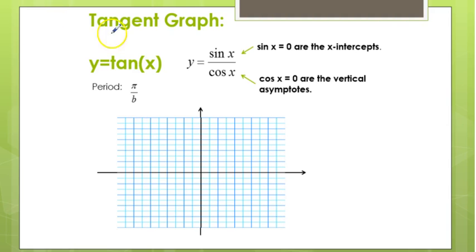So first, let me remind you that we defined tangent of x as being equal to sine of x over cosine of x. That was how we filled in the tangent column on our trig charts, by taking the sine value and dividing by the cosine value. Well, this has a couple important implications for what our graph will look like.